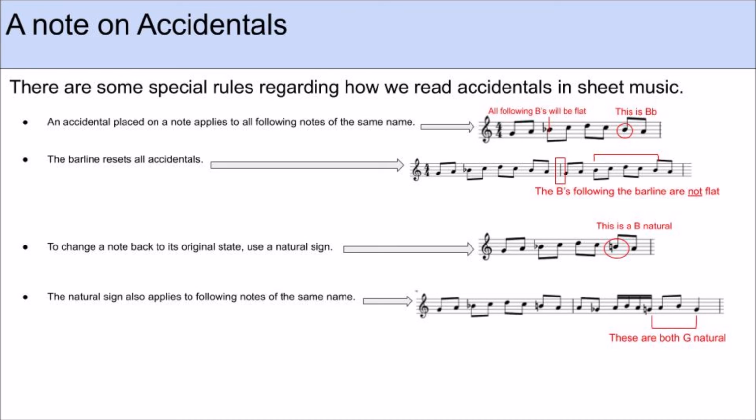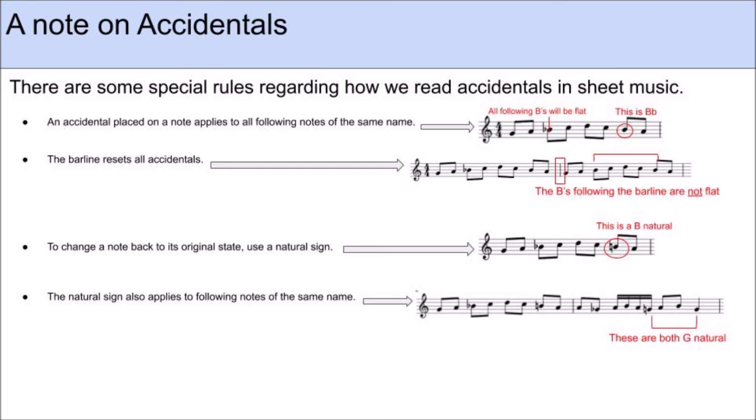Our second rule, the bar line resets all accidentals. Here I have the same example as the first staff, but it continues into a second measure. So again, that first measure has two B flats, but then there is a bar line. So in the second measure, both of those B's are B naturals. The bar line wipes clean any of the accidentals that you used in the previous measure.